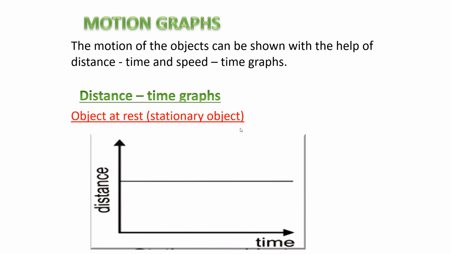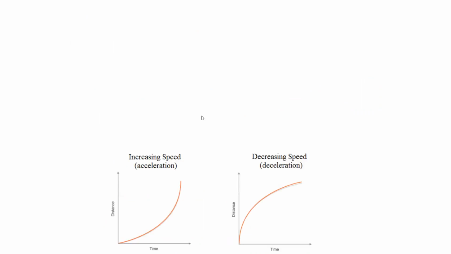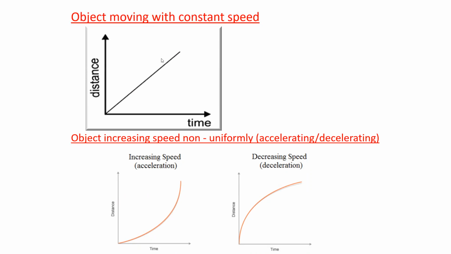The second type of distance time graph explains the motion when an object is moving with a constant speed. When an object is moving with a constant speed, what will be the shape of a distance time graph? It will be a straight line which is passing through the origin. An explanation of this: the term constant speed means that the object travels the same distance in equal time intervals.